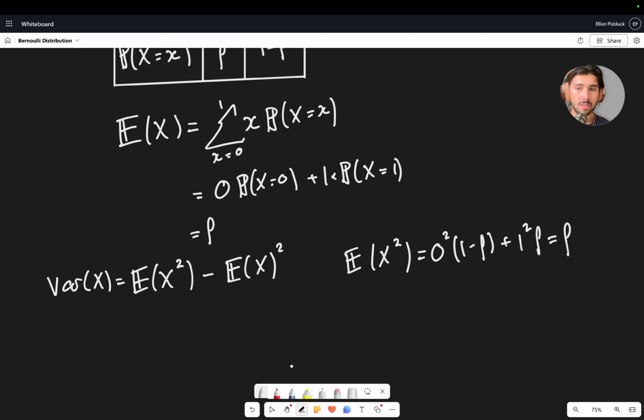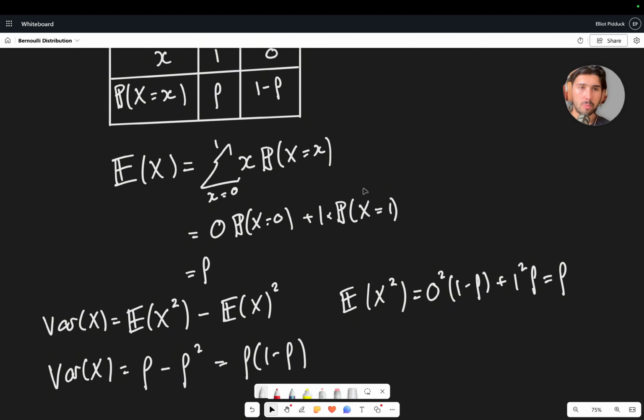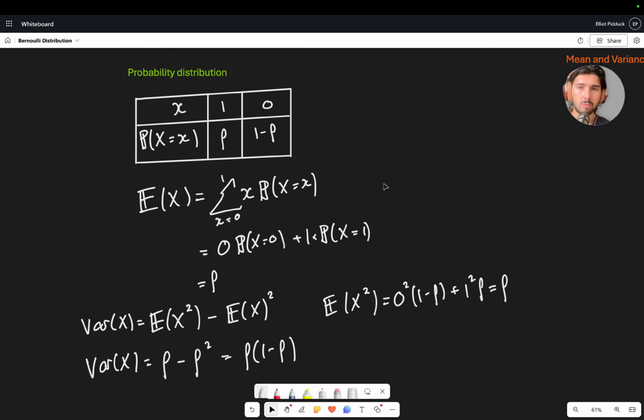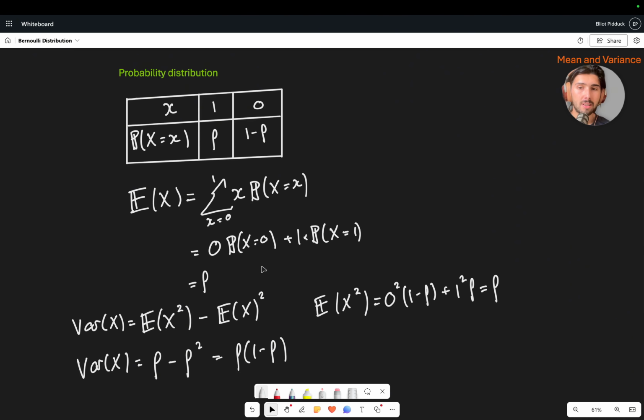So then what we end up having is that the variance in this specific case is p minus p squared, okay? And of course, we can say that's p times 1 minus p if we want. So that's the variance of a Bernoulli distributed random variable. So now we have the mean and the variance. The mean is p and the variance is p times 1 minus p.